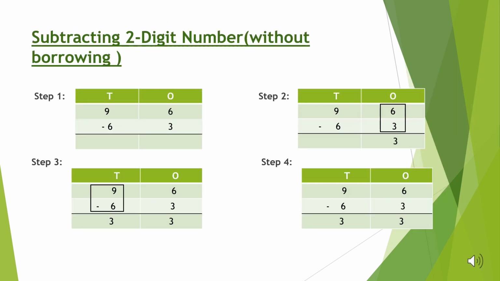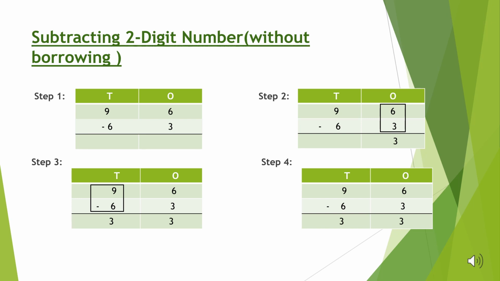Subtracting a two-digit number without borrowing. Students, always remember that in subtraction, we write the greater number above the smaller number. Let us understand this by an example. Subtract 63 from 96. 96 is greater than 63. So, 96 will be written above 63.